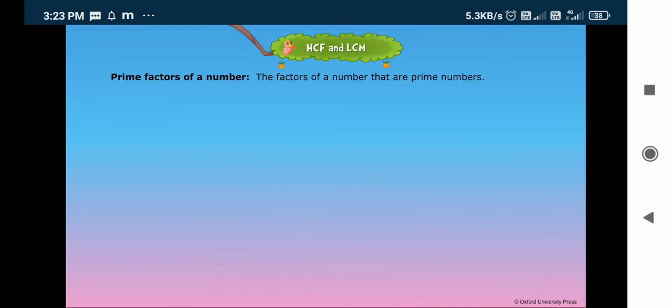For example, the factors of 6 are 1, 2, 3, and 6. Among these, 2 and 3 are prime numbers. So 2 and 3 are the prime factors of 6.